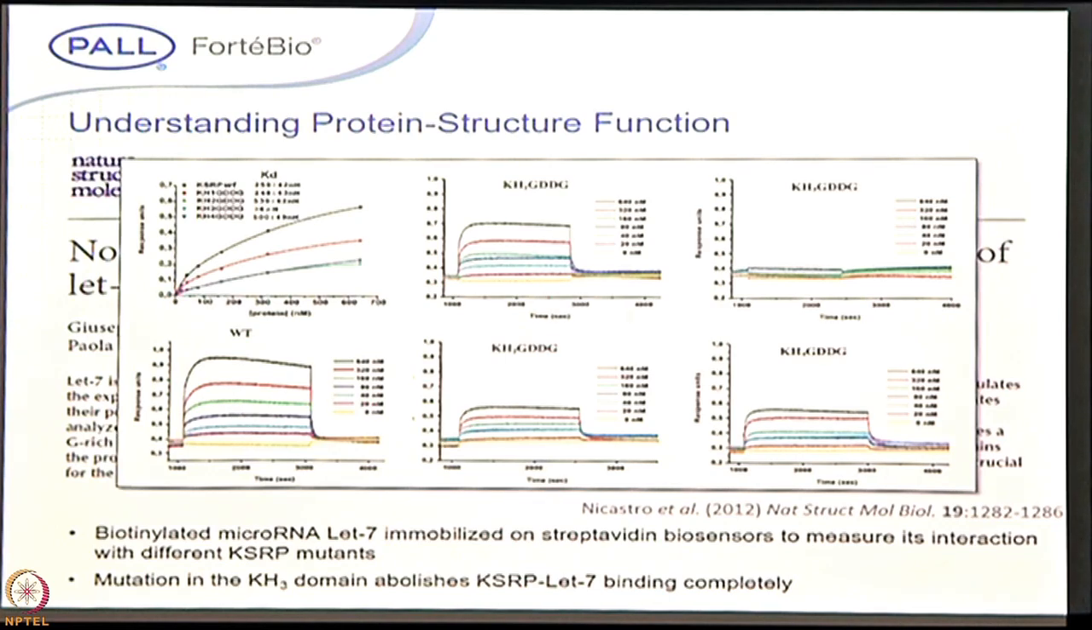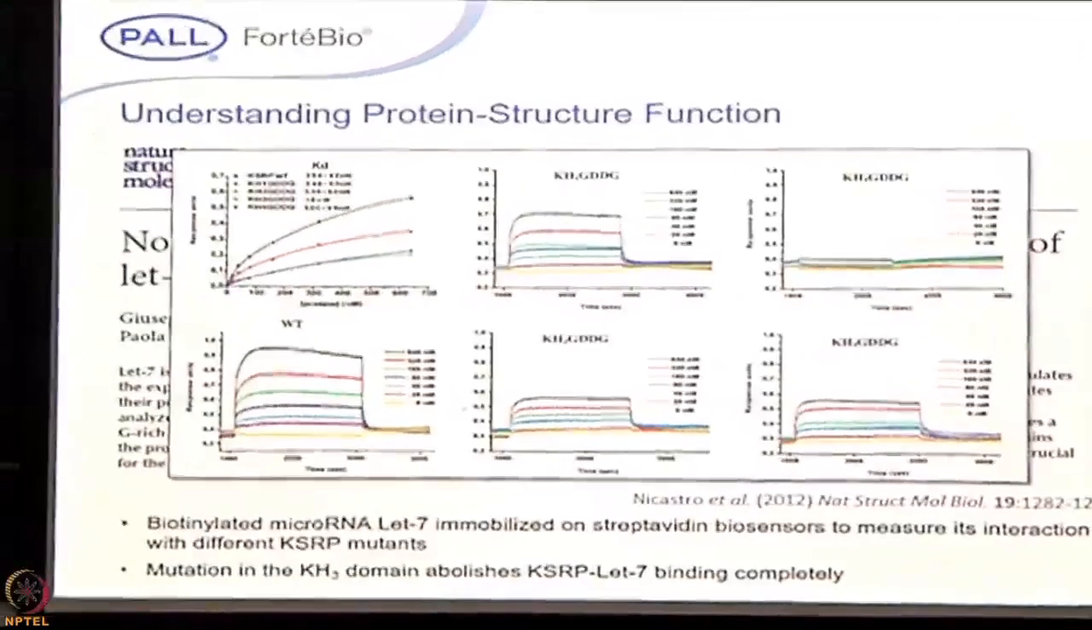Among the four domains, if a mutation is made in the KH3 domain, it does not show binding. So using this, he concluded that the KH3 domain is one of the important parameters for the binding of the KSRP protein to the LET7.